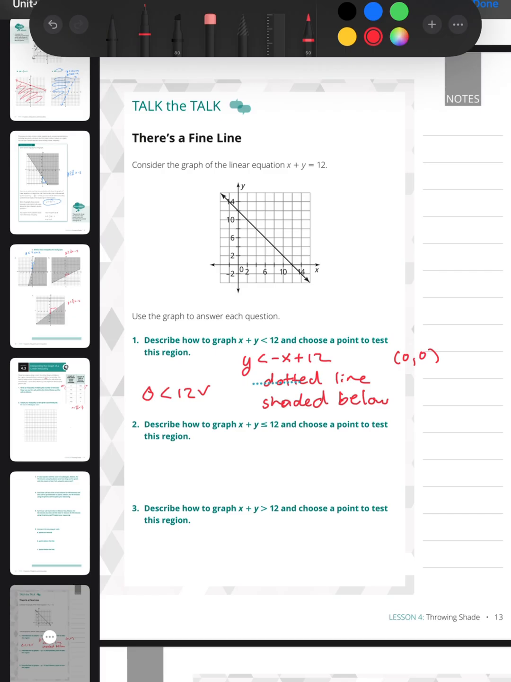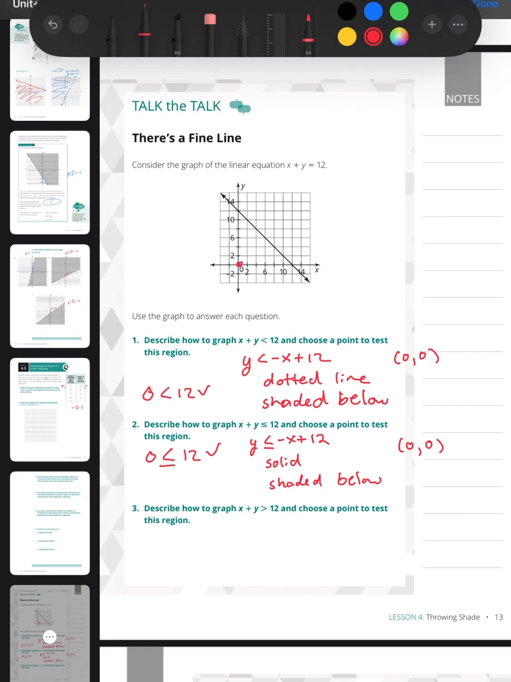Okay, for number 2, same thing. If we solve for y and subtract x over, we're going to get y is less than or equal to -x plus 12. That's going to be a solid line because it's got the or equal to, and this one is also still shaded below because it's a less than sign. And again, I'm going to test 0, 0. This point right here on the graph is shaded below that line, so it should still work. We plug that in, and we get 0 is less than or equal to 12 again.